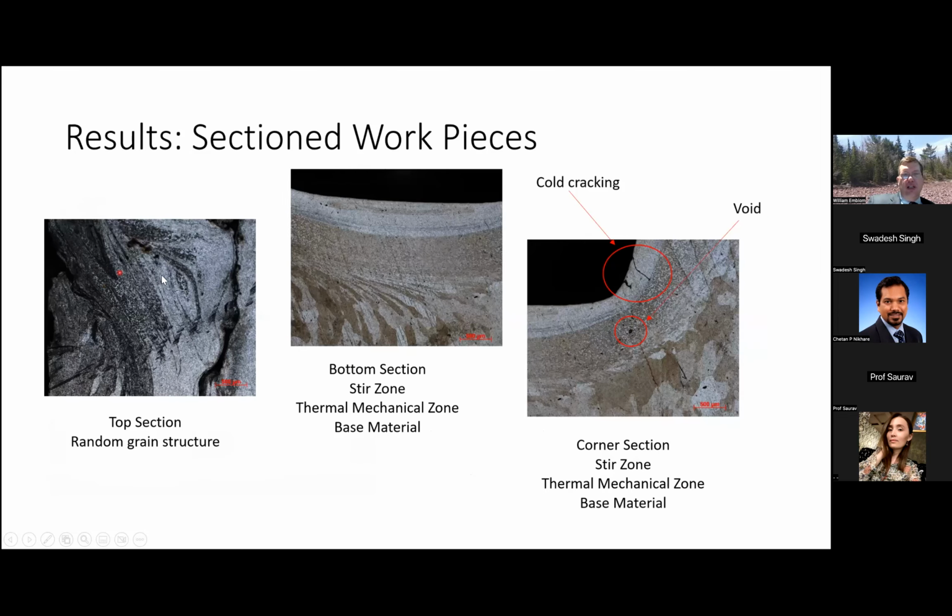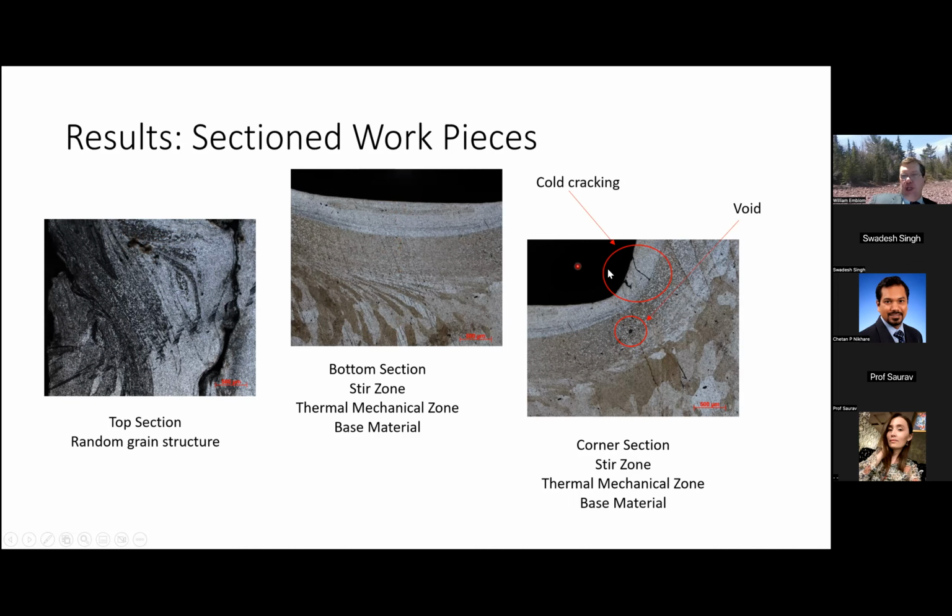So here's one of our early test samples that we sectioned. This is the top section, just as we're starting to do our friction stir back extrusion. You can see that the grain structure is relatively chaotic. Once we got down to the bottom of the tube, into the workpiece that hadn't been deformed, we looked at the grain structure. We can see the stir zone. We can see the heat affected zone, the thermomechanical zone, and then the base material down here.